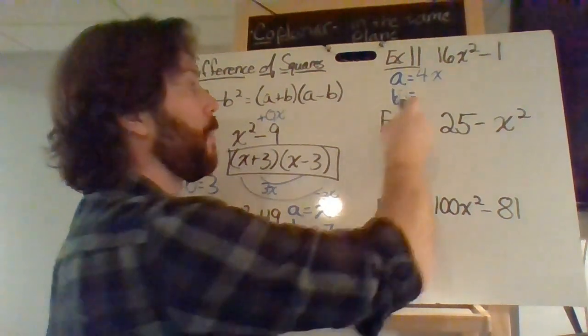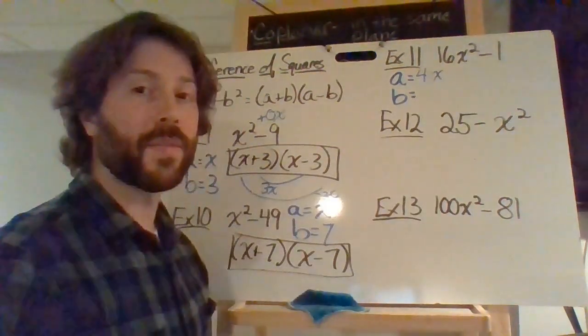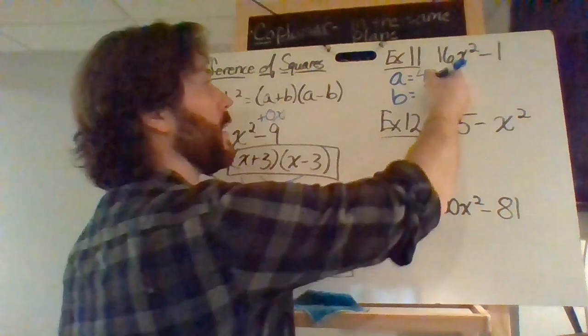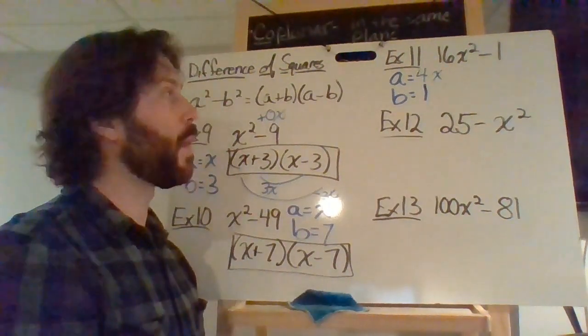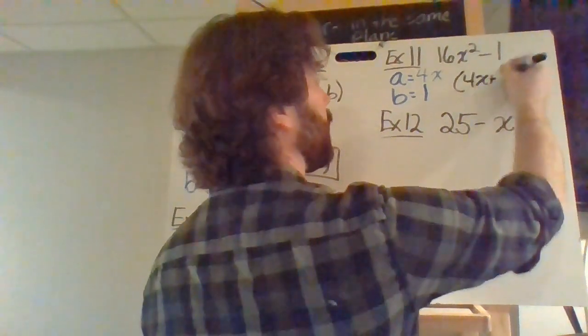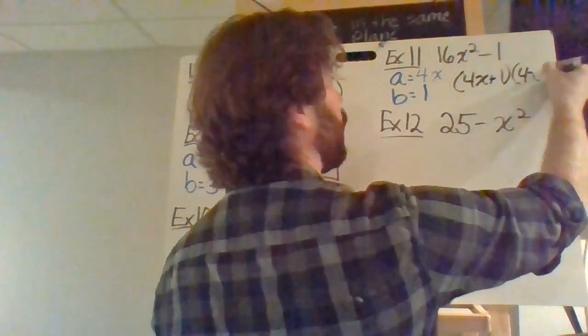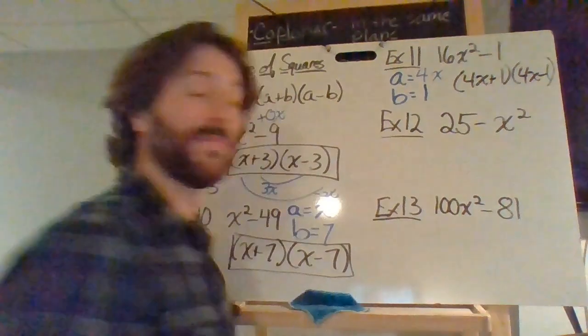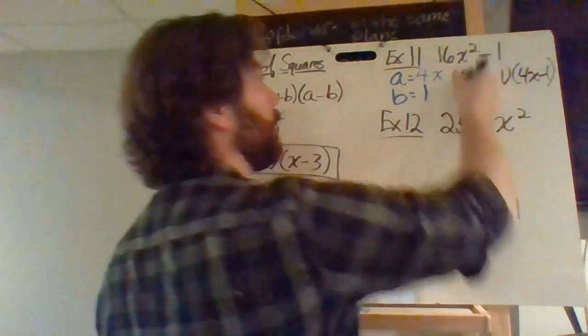Now b is whatever I multiply by itself to get 1. Well, 1 times 1 gives me 1. So this one's going to factor 4x plus 1, 4x minus 1. And there we go. It's factored.